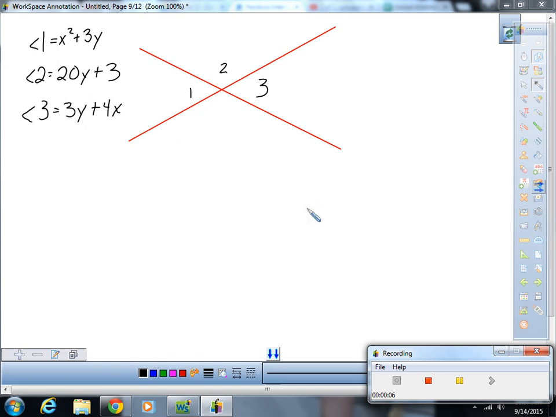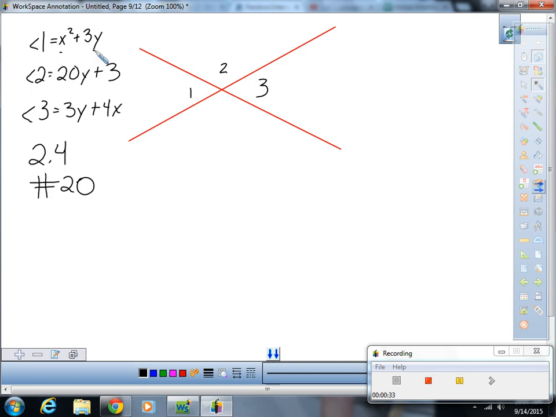All right, we are on 2-4, number 20 here. Okay, a tough systems of equations problem. Remember that in order to solve an equation that has two variables, we've got to have two equations.